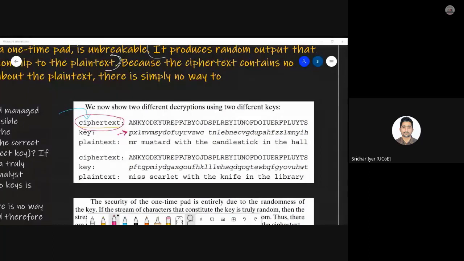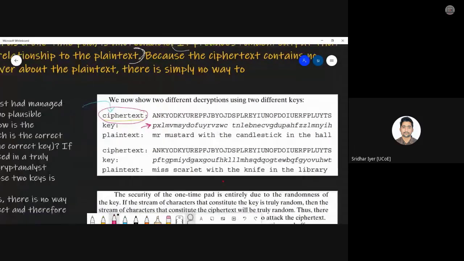Yes, right? Because we don't get any hidden meaning, we don't get any statistical patterns out of it. So it will be really difficult or nearly impossible for the attacker to come to a conclusion whether the first key is correct or the second key is correct. Fine. This is why we say that this particular cipher, one-time pad, is considered to be the most secured cipher.